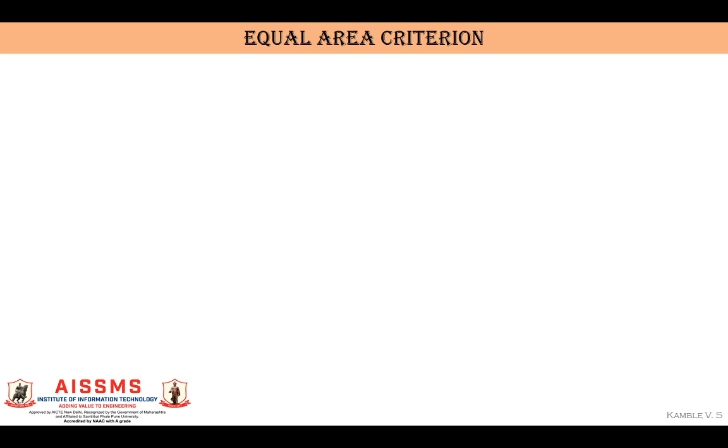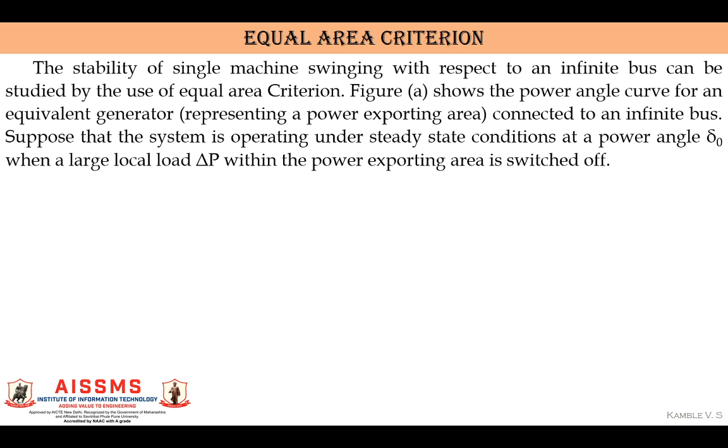There are two types of stabilities: steady state stability and transient stability. And equal area criteria is used to check whether the system is stable or unstable. The stability of a single machine swinging with respect to an infinite bus can be studied by the use of equal area criteria.